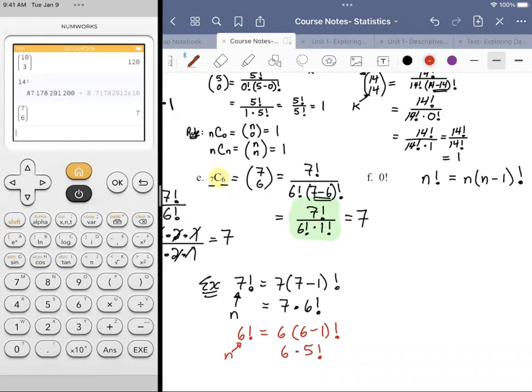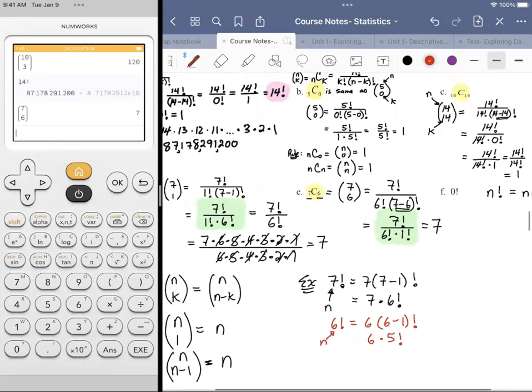And then I'd have to look at the 5 factorial and see where that goes, and the 4 factorial, and 3. Eventually, it would expand out to the 7 times 6 times 5 times 4 times 3 times 2 times 1, which is what we did over here.